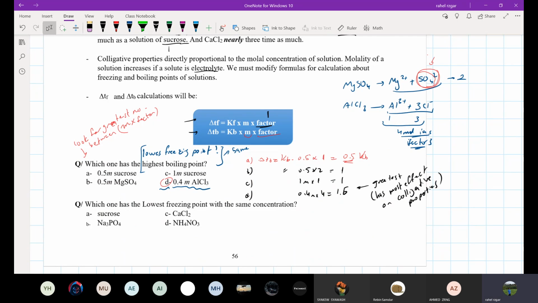The next question: which one has the lowest freezing point with the same concentration?